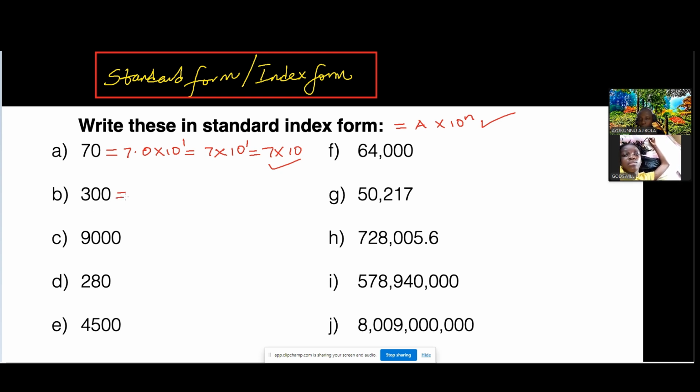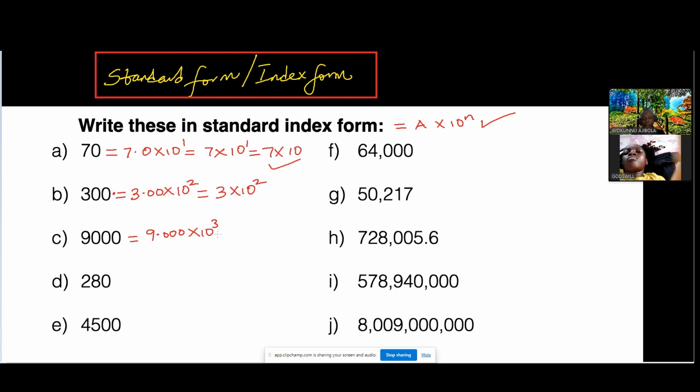But this second one will become 3.00 times 10 raised to power 2, because the point was here and it was moved 2 steps to the left. Is that clear? So this is the same thing as saying 3 times 10 raised to power 2. Okay, the third one, we're just going to pick the first digit, point zero zero. You said you don't really understand?